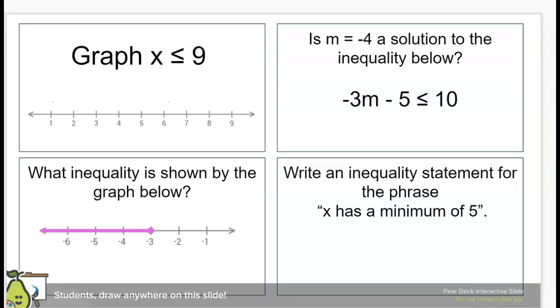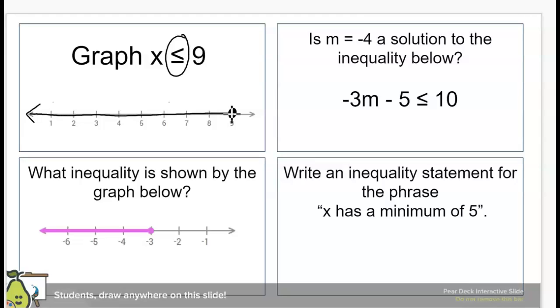Okay. So the first one says graph x is less than or equal to 9. So because of that, I already know that it's going to be a closed dot. It's going to be a closed dot because it says x is less than or equal to 9. Now then I also look and I go, okay, it looks like it's going to shade to the left. And I'm done. That's it. X is less than or equal to 9.